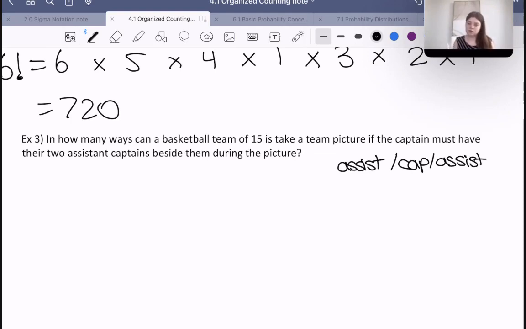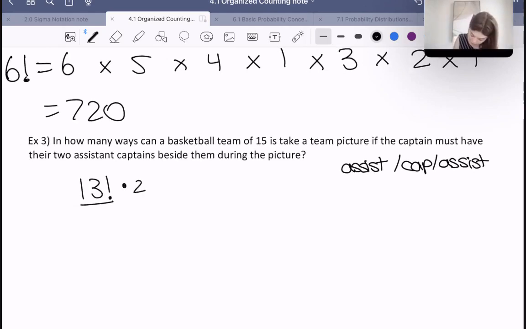So in that case, we're going to pretend there's only 13 people, so it would be 13 factorial. All right? So that's important, 13 factorial. Why is that? Well, because if the captain goes, the assistants go with the captain, or if the assistant goes, then the captain and the other assistant must go with them. Now, there is one other thing I want to keep in mind with this, which is that we must multiply by 2 factorial as well.